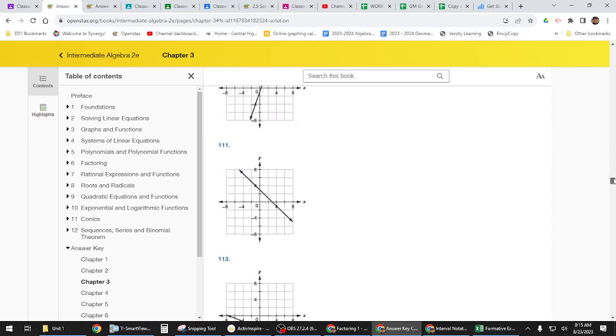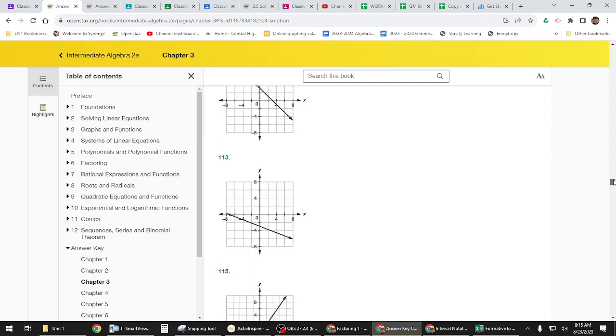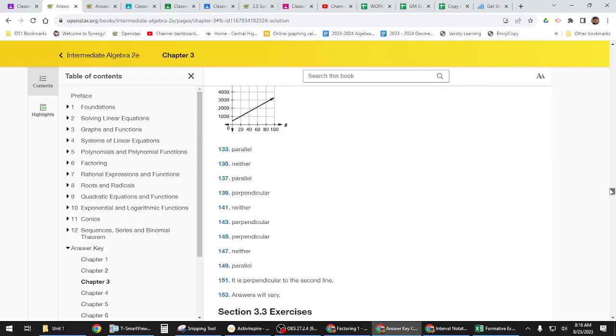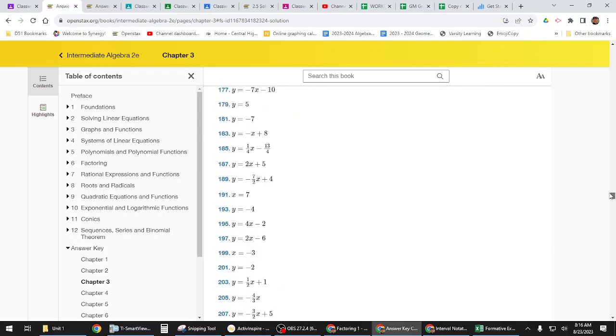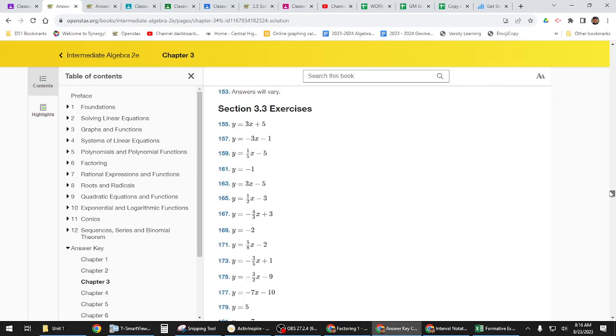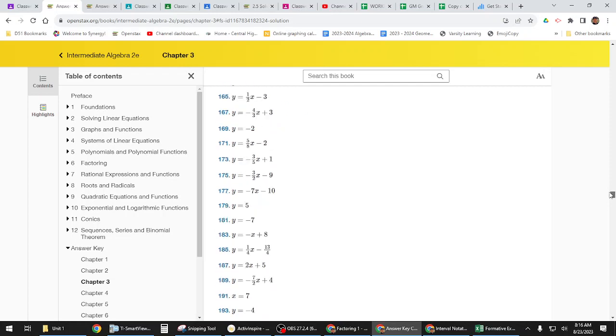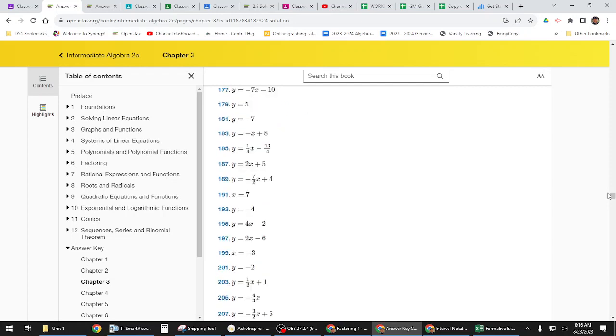All right, where did we go? It was, remind me, 23? No. 3.3. 183 to 193. Oh, I went right past that.